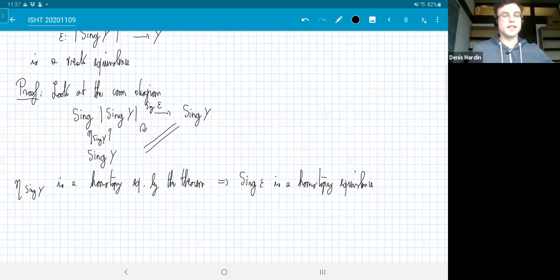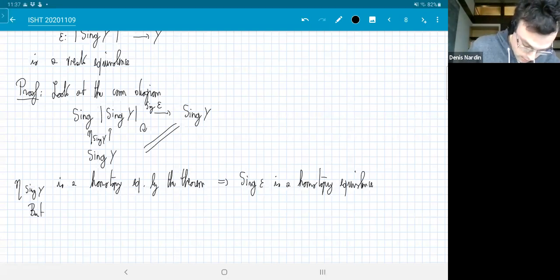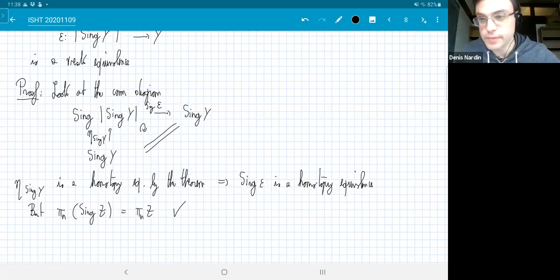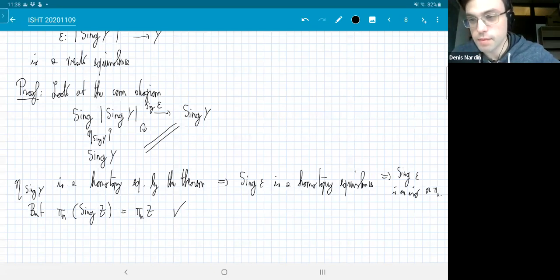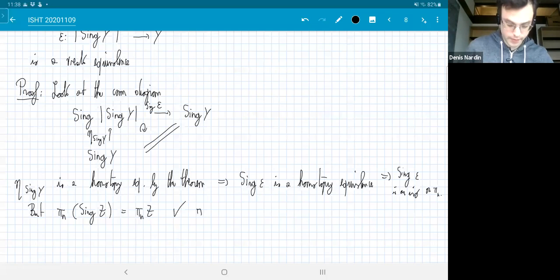Okay, so eta of sing is a homotopy equivalence, or sing of epsilon is a homotopy equivalence, but pi n of sing of say z is canonically pi n of z. So we are done. Oh, sorry, I forgot: sing epsilon is an iso on pi n. That's the important thing. That's what we spent most of today proving. Okay, so sing y really knows everything about the weak homotopy type of y.